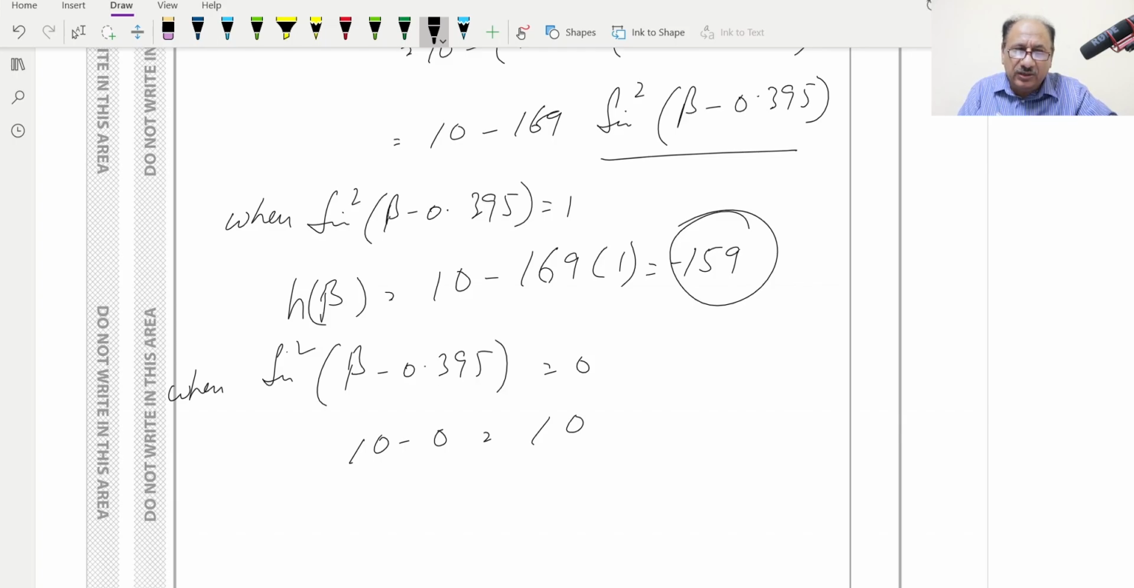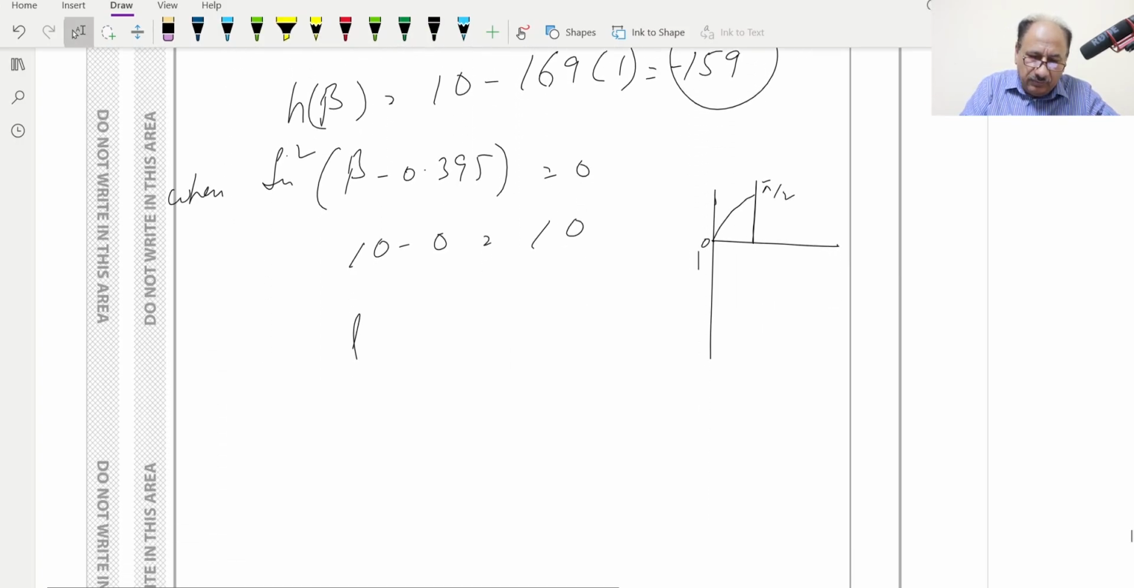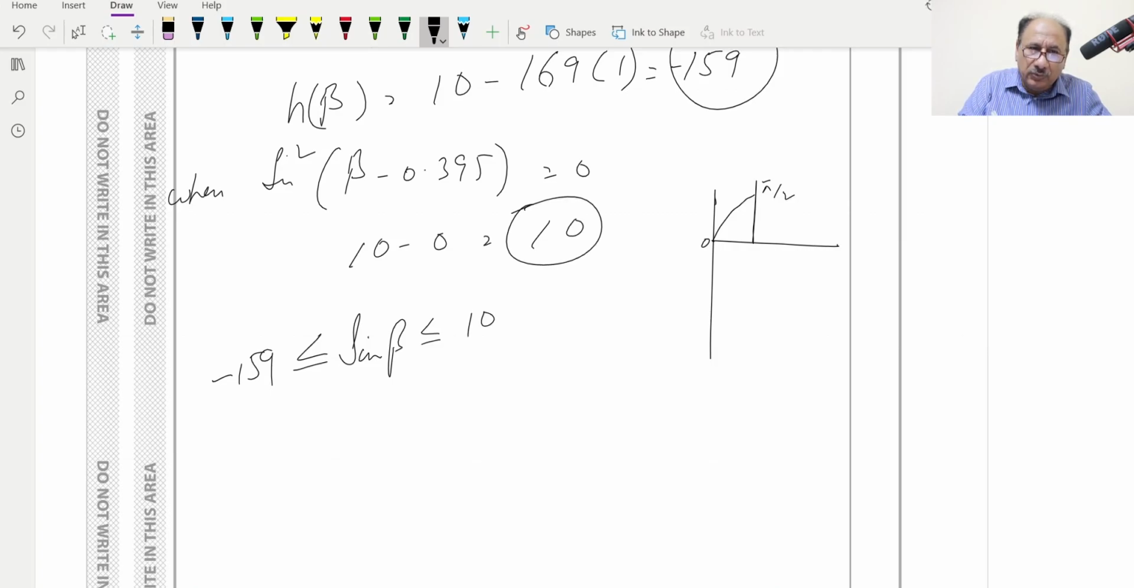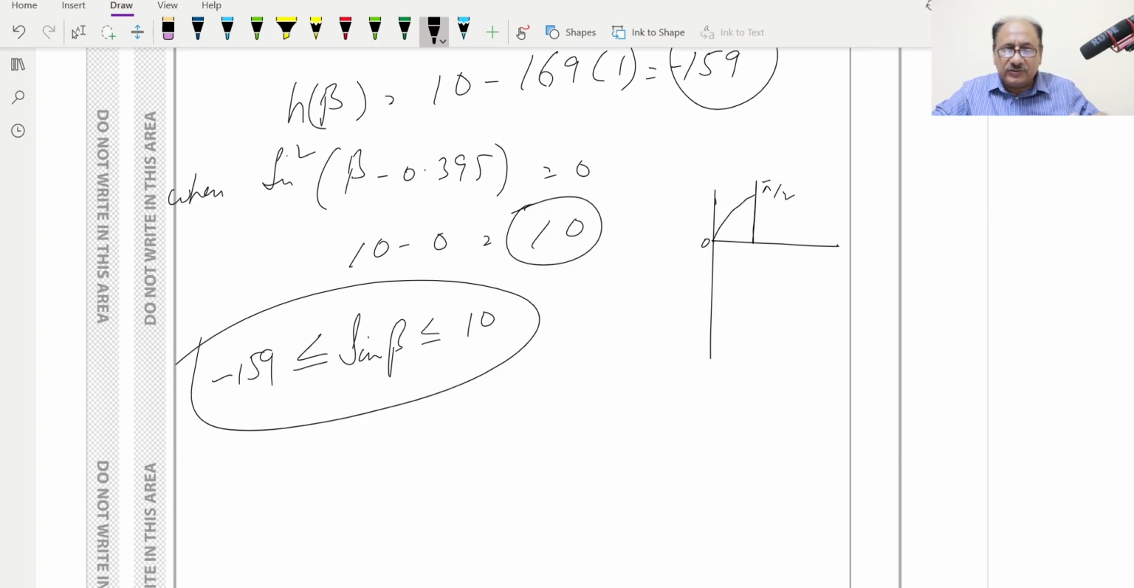So y will be varying from minus 159 to 10, so we can say the x value will vary like this, up to pi by 2 value, this is 0. So h of beta will be varying from minus 159 to 10. This is the 10 value, so it will be varying up to 10. So this will be our answer.